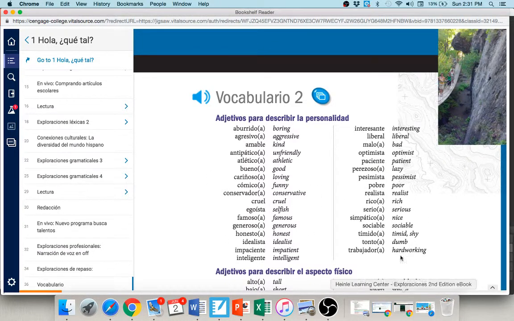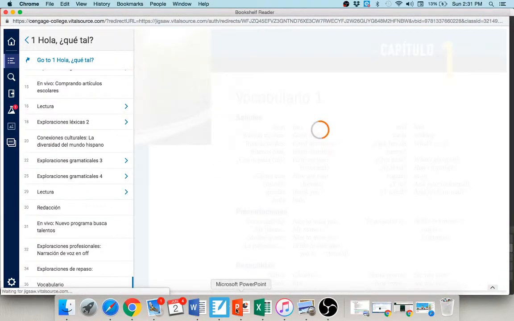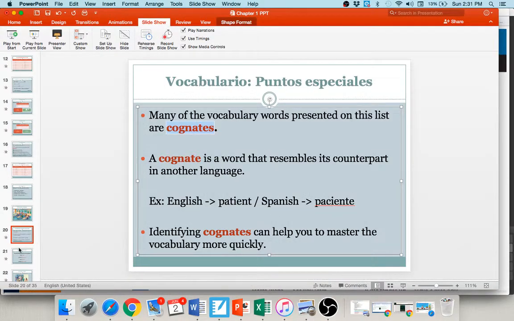There's a lot of cognates in this chapter. Those look alike. So we have optimista, optimist, liberal, liberal, interesante, interesting, conservador, conservative, famoso, famous, generoso, generous, honesto, remember the H is silent, honesto, honest. So lots of cool words there. Okay, so those are available for you here to study this week.